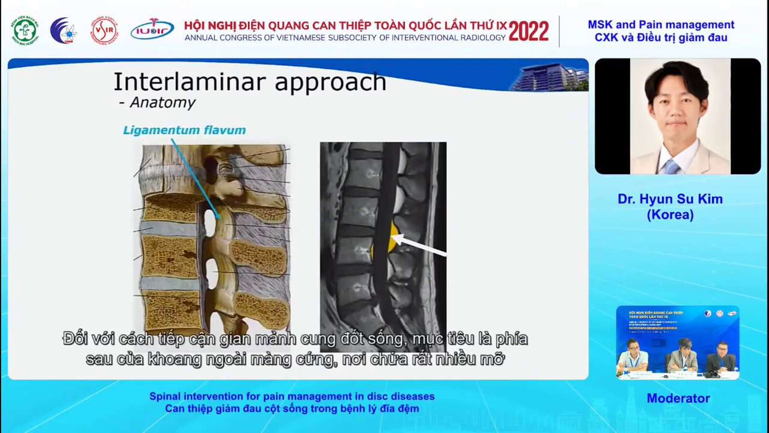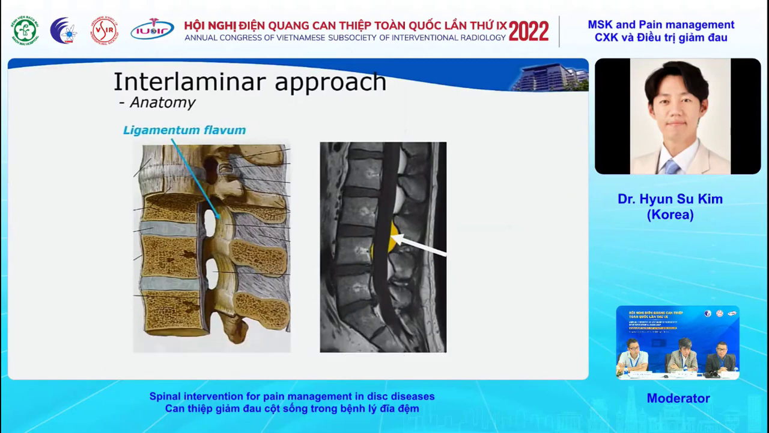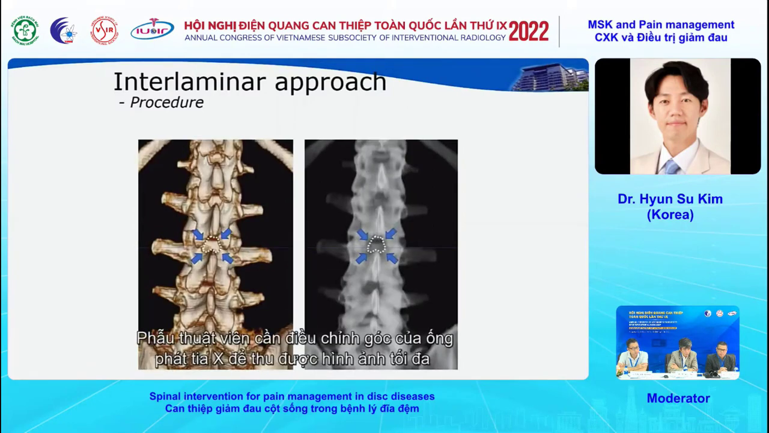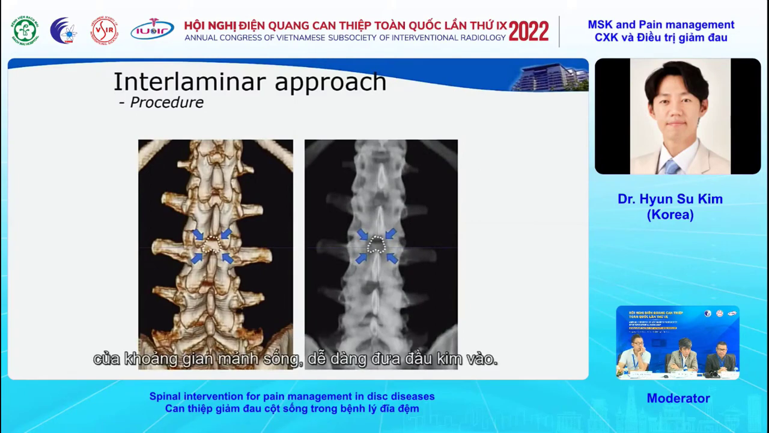For interlaminar approach, we target the posterior epidural space where abundant fat tissue is present. The spinal needle has to traverse the ligamentum flavum to get here. Interlaminar space is bounded by spinous process and lamina, which is shown as radiolucent area on AP view. The operator should modify the craniocaudal angle of the tube to identify the view that shows maximal space to allow easier approach of the needle.